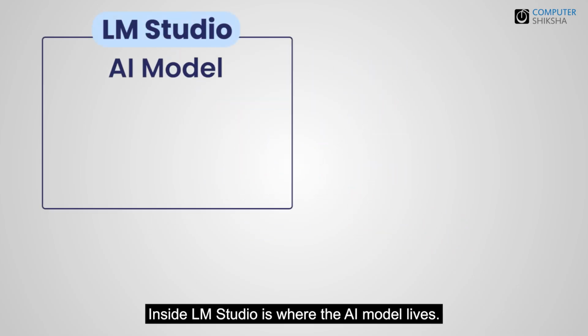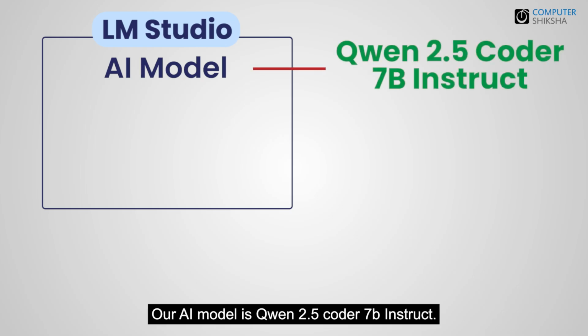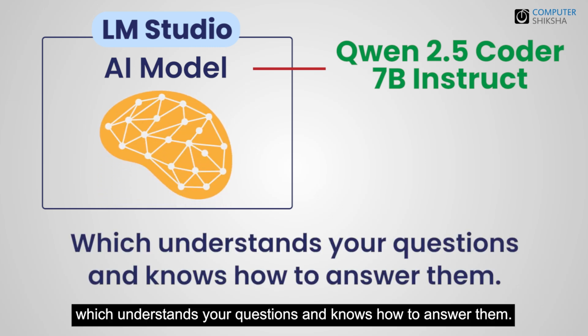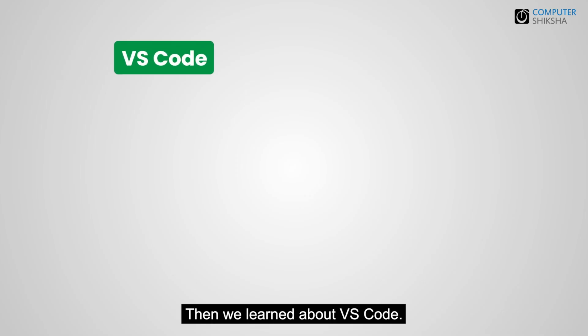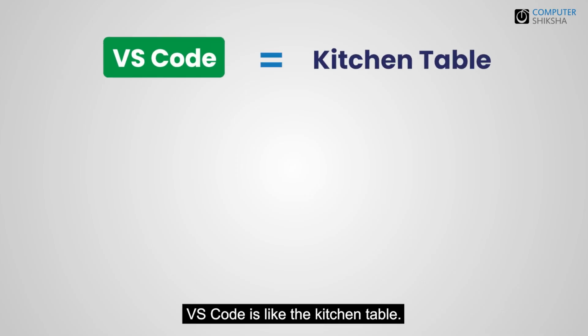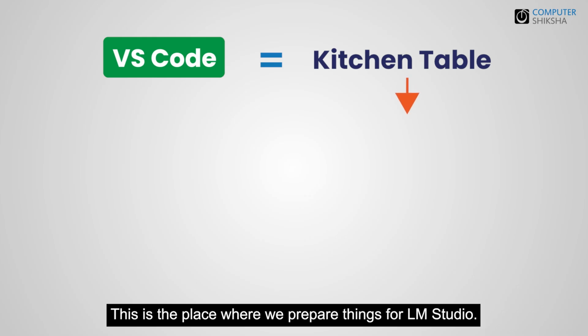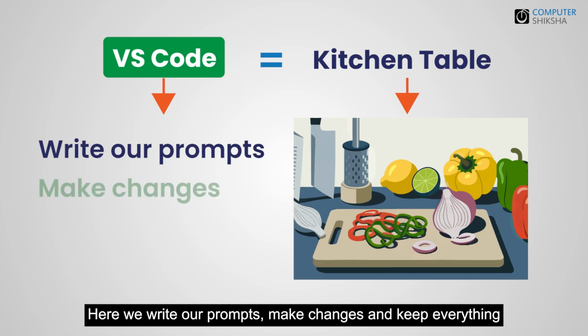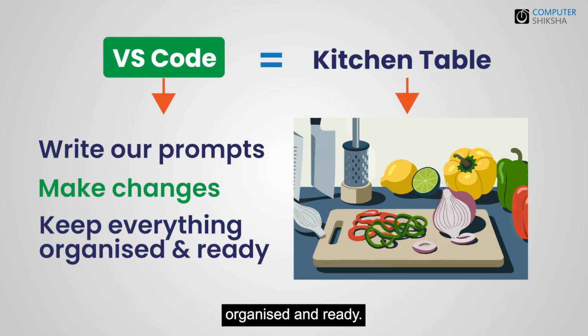Inside LM Studio is where the AI model lives. Our AI model is Quen 2.5 Coder 7B Instruct. It is like the brain of AI, which understands your questions and knows how to answer them. Then we learned about VS Code. VS Code is like the kitchen table. This is the place where we prepare things for LM Studio. Here we write our prompts, make changes, and keep everything organized and ready.